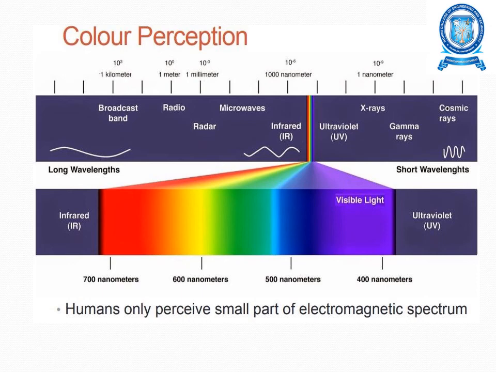We all know that the electromagnetic spectrum ranges from IR to UV rays. Within that, the visible light region is from 700 nanometer to 400 nanometer. So our human eye can perceive only this small part of the electromagnetic spectrum, and this is taken into consideration.